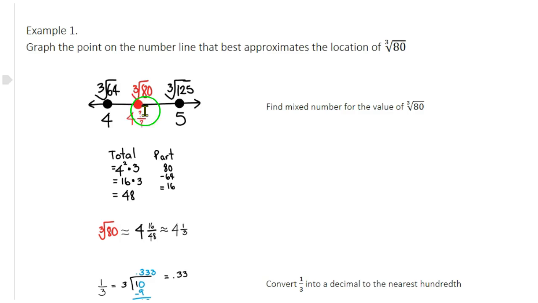To find the something, the fraction, then we will find the total and the part. The total will be 4 squared times 3. And the part will be the distance from 64 to 80. So now that we have the fraction, we want to write it next to the cube root of 80. It will be approximately 4 16/48, and we simplify. So now we have 4 1/3.